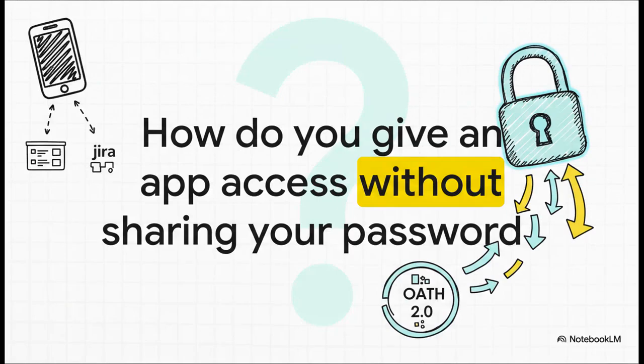So, let's start with the big question, right? You've got this awesome new app you want to connect to your Jira or Confluence, but there is no way you're just going to hand over your password. I mean, nobody does that. So, how do you let it in? How do you give it just enough access to do its job, but nothing more?